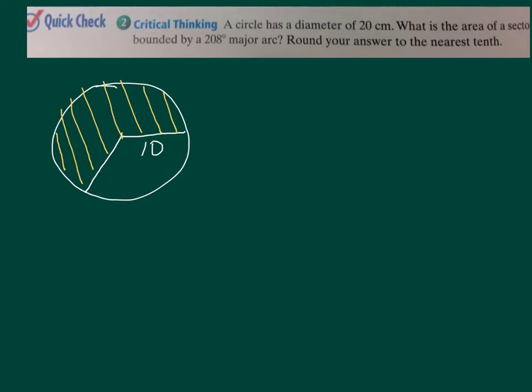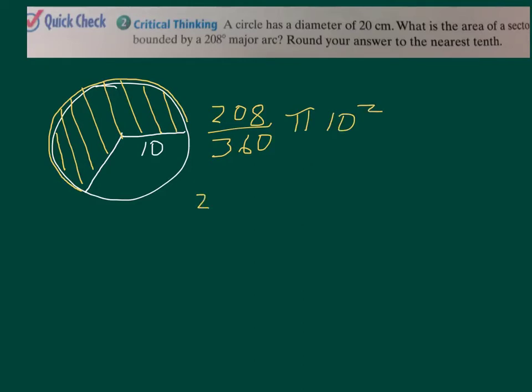We're trying to get the area of the shaded region. This part right here has an arc measure of 208. So we want 208/360ths of the area of the circle. Area of the circle, pi times r squared. Pi times 10 squared. So we want 208/360ths of 100 pi, of the area of the circle.